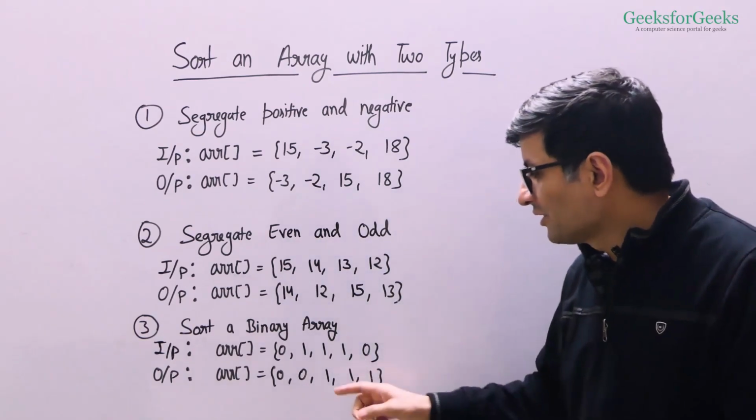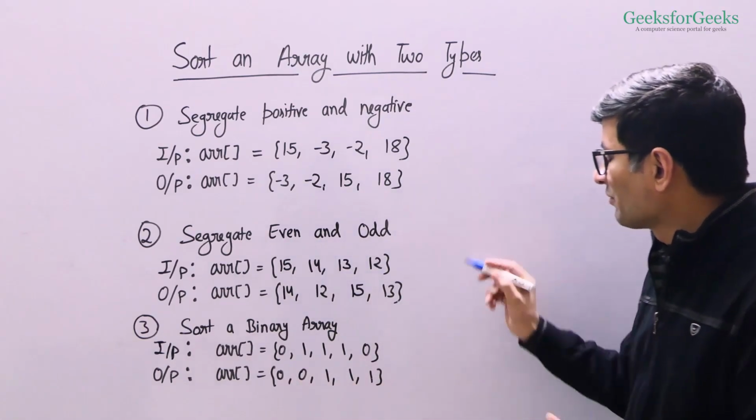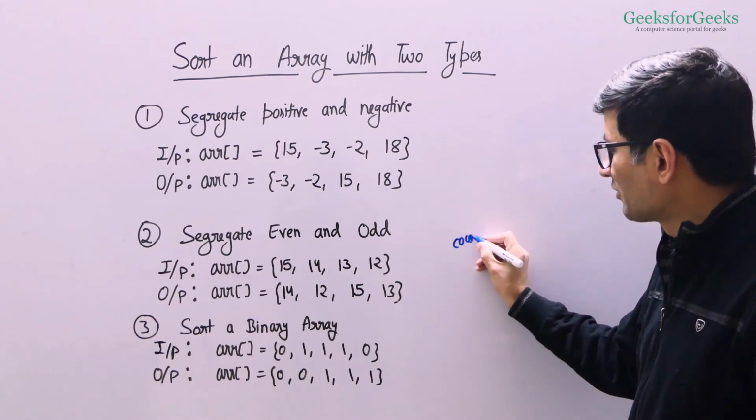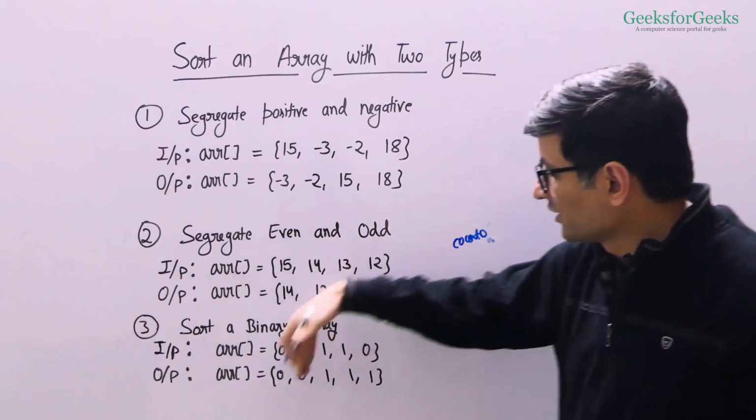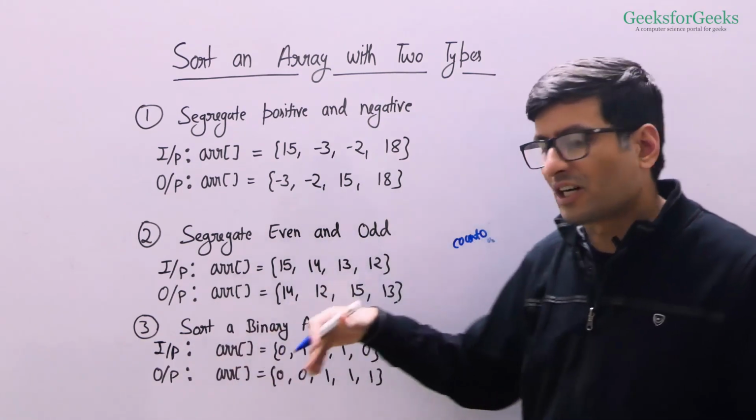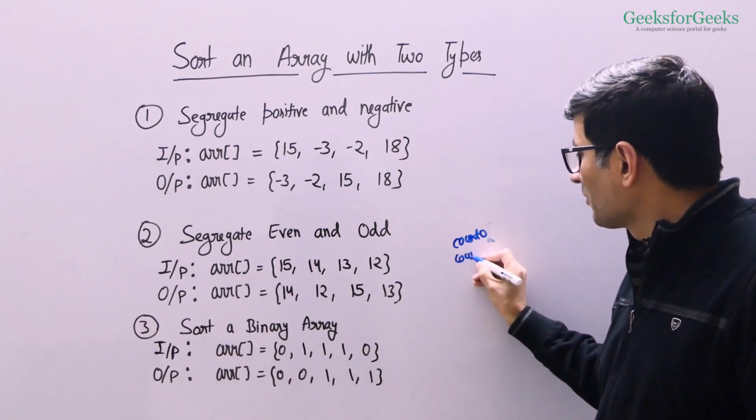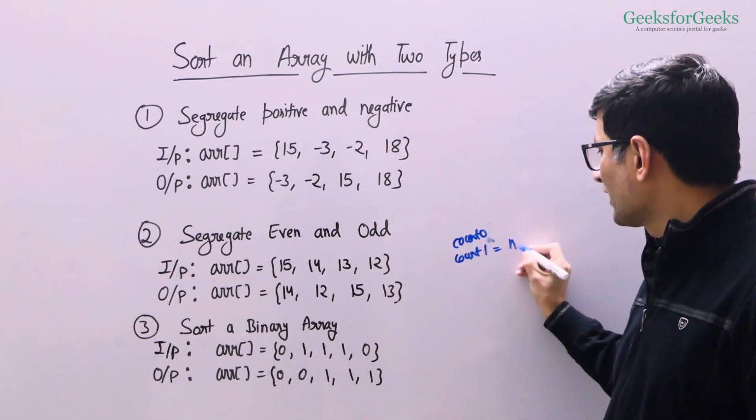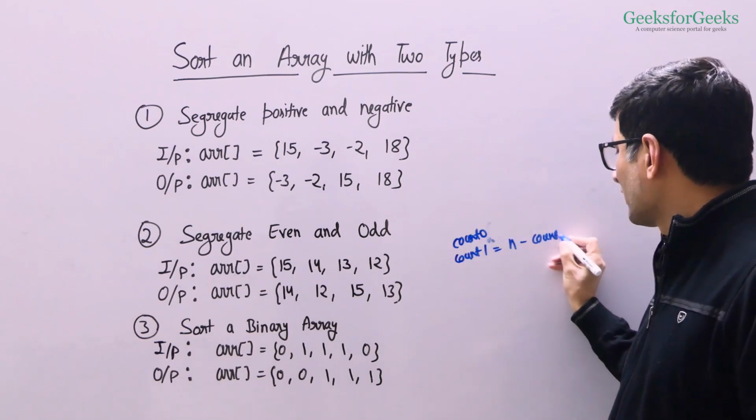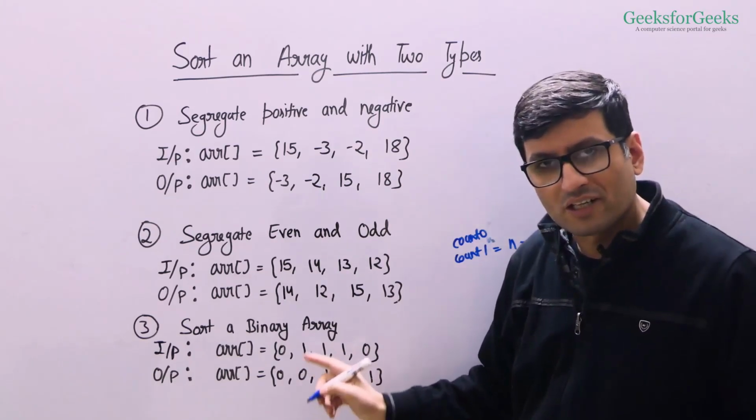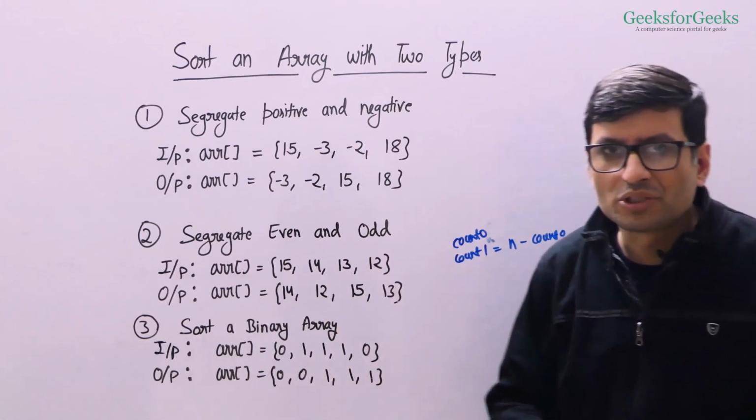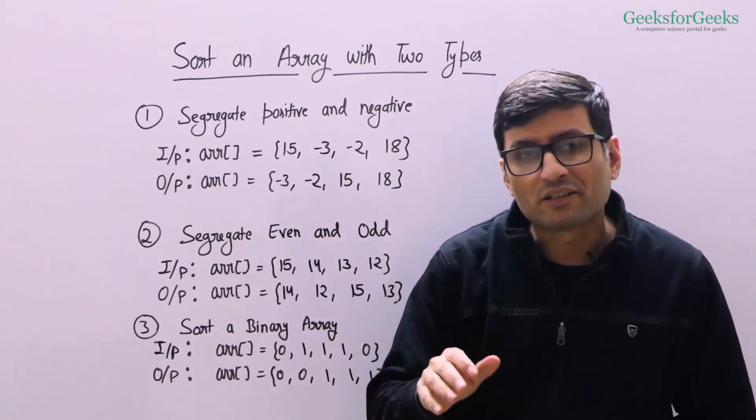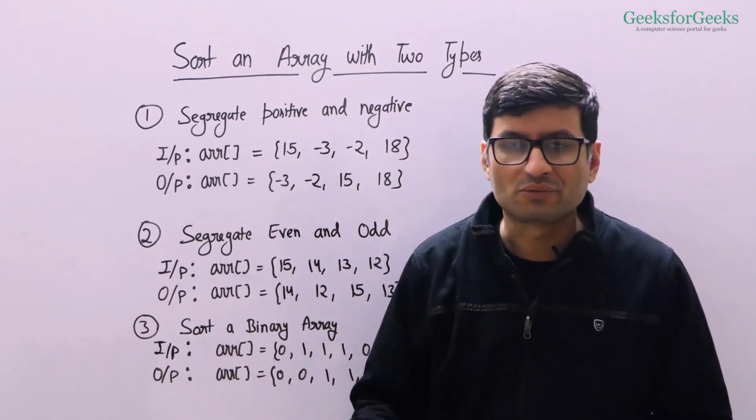Now what you do is, say you have the count of zeros as count0. You run a loop from 0 to count0 and you put all the zeros first. Then you run a loop for count1, which you can get by subtracting count0 from the array size. You run a loop from 0 to count1 minus 1 and put all the ones after the zeros. See, this solution is fine, but there are certain disadvantages with it.